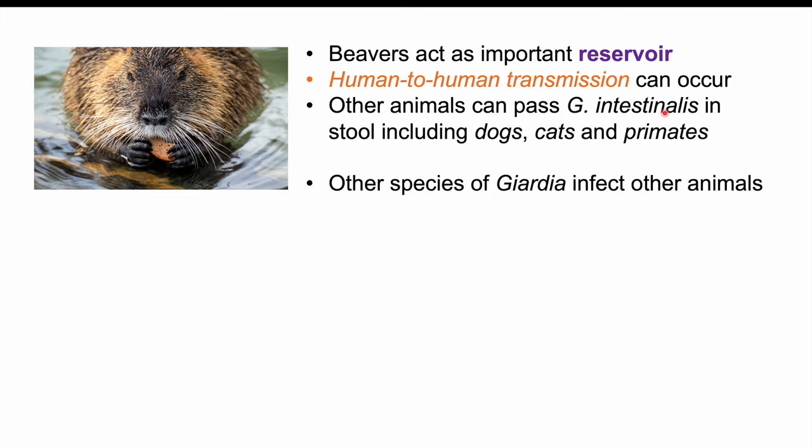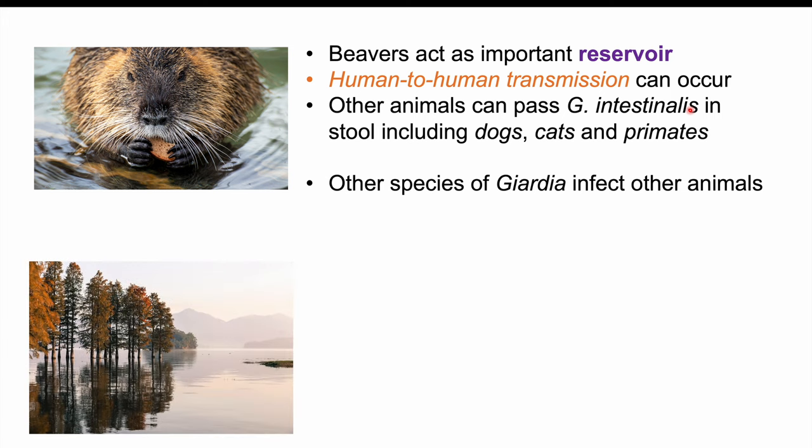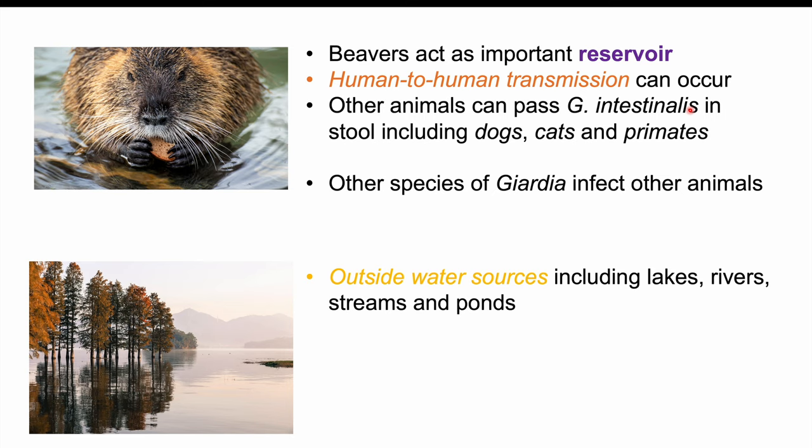And there are other species of Giardia. Giardia intestinalis is just one species, but there are many other species of this protozoa that infect other animals. Now, an infected animal or human can pass this protozoa in their stool, and this protozoa can get into the environment, especially outside water sources. So this is going to be a common area where we see this protozoa, this Giardia intestinalis.